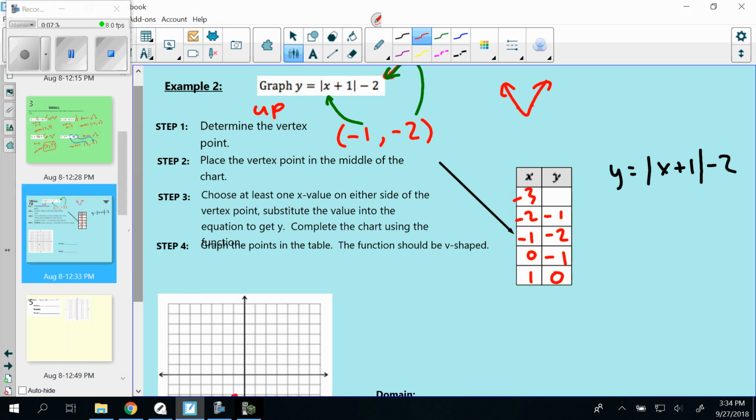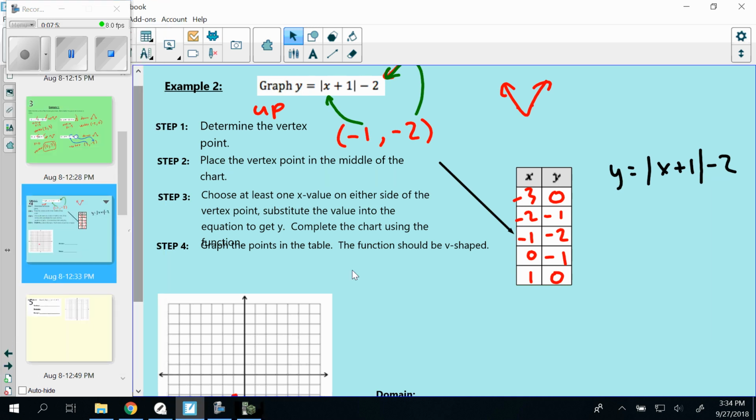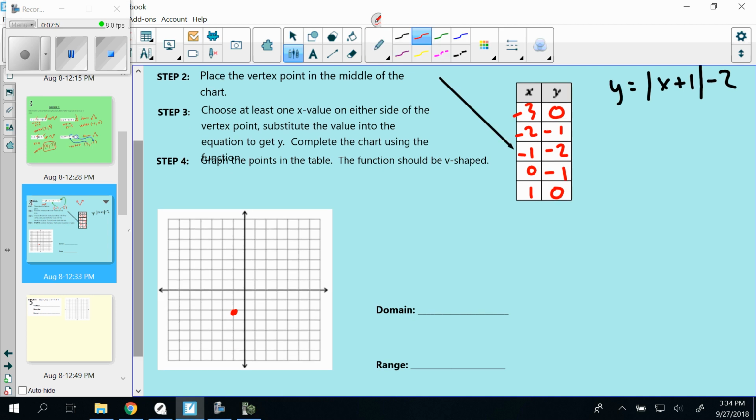So that one's going to come out to be 0. If it's symmetrical, then this one should also come out to be 0. And just to show you, if we scroll up to where the negative value is here, we should get -3, 0. There you go. So it is the same thing. Okay, so if you want to graph it that way by points, you just plot all those points from the table, and we should get this V shape we're looking for.